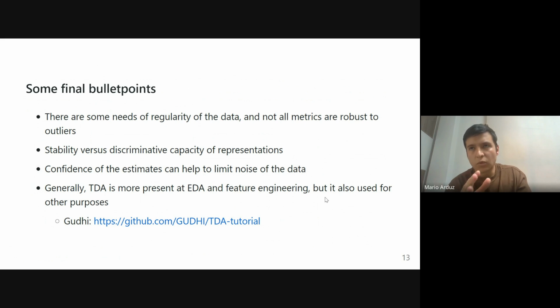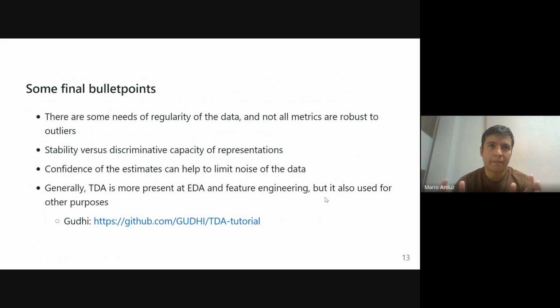Some conditions were also mentioned in the paper that I didn't go through, but I think they are worth mentioning. For instance, the need for regularity in the data. We need the data to be regular, so that the representation of our simplicial complex is not going to give us an erroneous representation of it. And in this case, when building this simplicial complex, it's also important to know that not all the metrics are going to be robust to outliers.